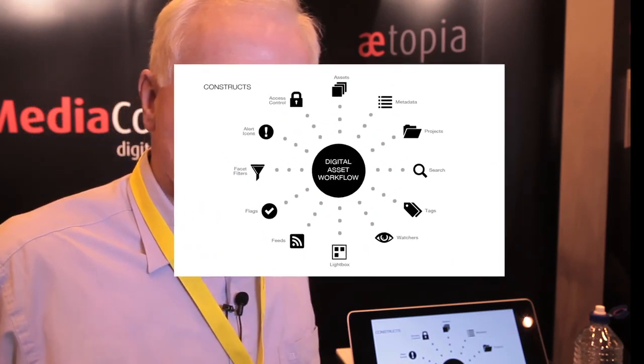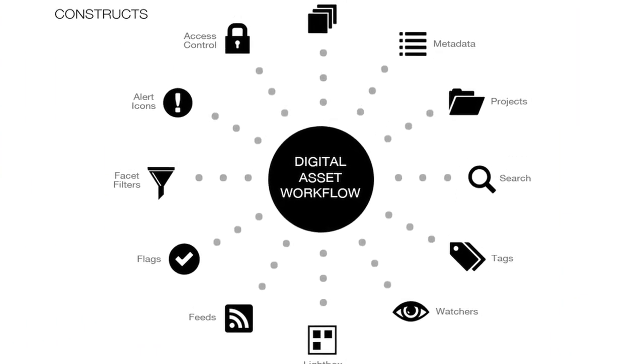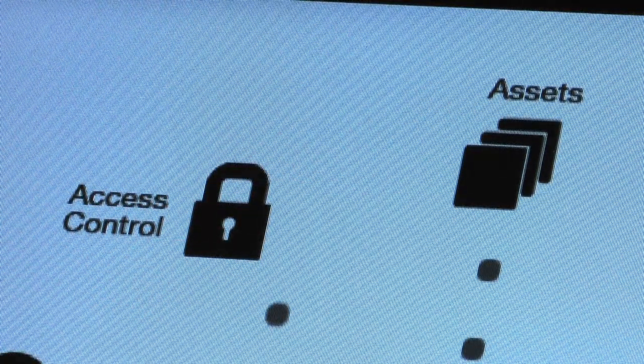The architecture is designed to be very flexible. It's designed as a set of constructs that we would use to build particular workflows for each organization. And I'll run quickly around this. The core is assets. Of course, an asset can be an image, a video, a PDF, etc.